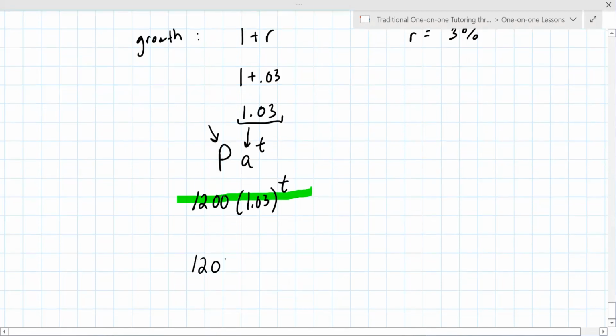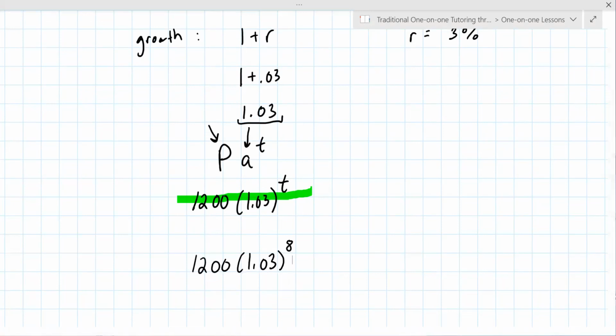So that's 1,200 times 1.03 to the power of 8. Now, do you have a scientific calculator available today? Oh man, I forgot to. That's okay. So here's what I'm going to encourage you to use. I'm going to throw this in the chat. If you ever don't have one, Desmos Scientific is great for that.